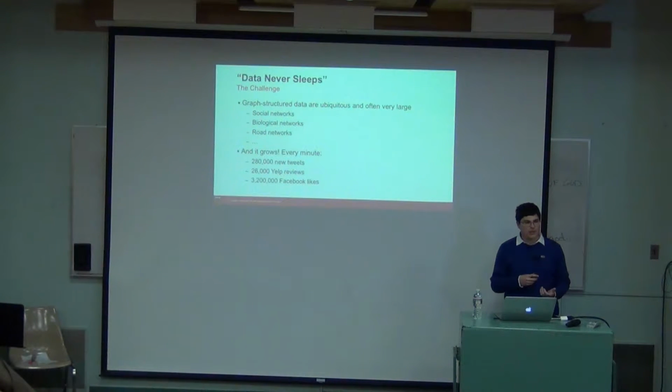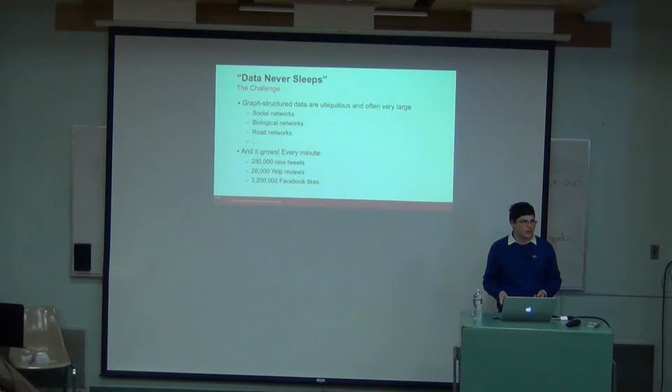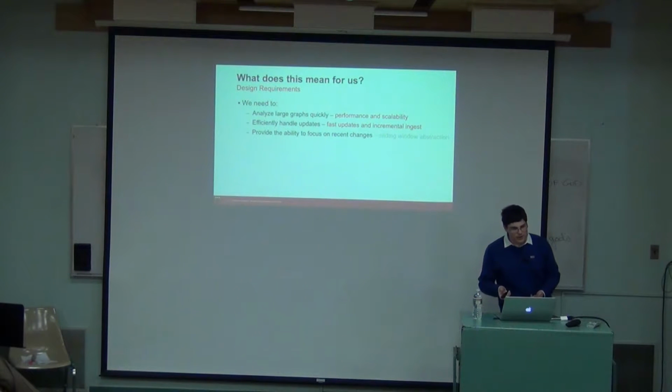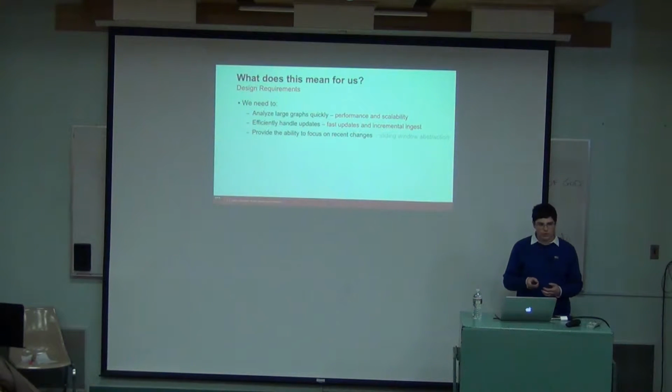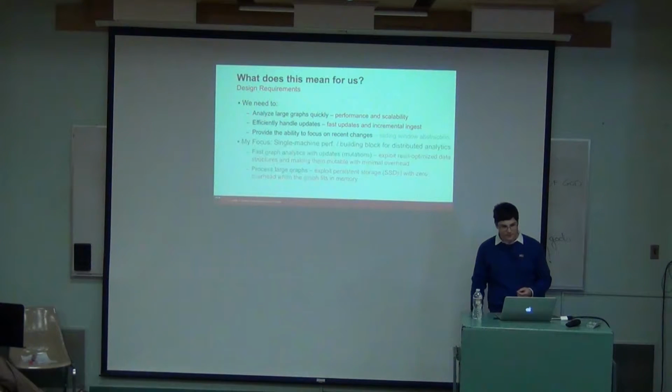You get almost every minute 300,000 new tweets, 26,000 Yelp reviews, and more than 3 million Facebook likes, all of which you can model as edges in a graph. So this presents some very interesting challenges for us. We need to be able to analyze large graphs quickly to keep up with the incoming updates. We need to efficiently handle the incremental ingest, and we also would like to provide the ability to focus just on the recent changes, which we can do with the sliding window abstraction, which I probably wouldn't have time to talk about in this talk.